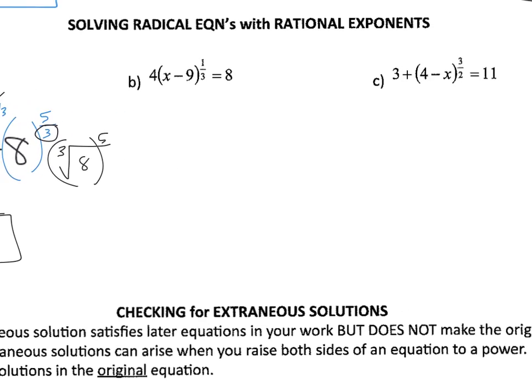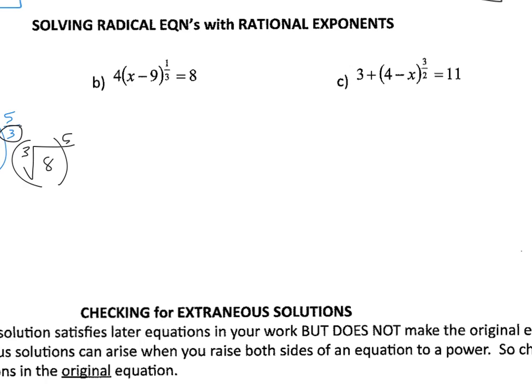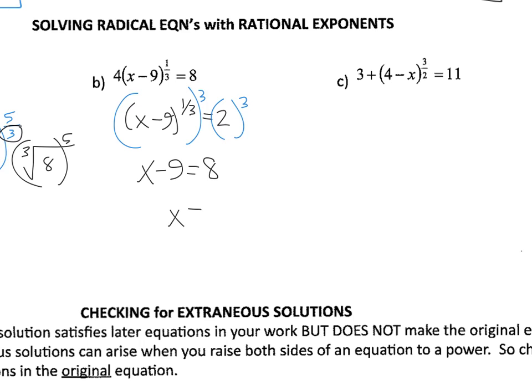And then letter B, I'm going to isolate by dividing by 4 to get 2. Now to get rid of the 1/3 power, you're going to exponentiate both sides to the power of 3. So the 1/3 and the 3 cancel out. These are multiplicative inverses. So you're going to have x minus 9 equals 2 cubed, which is 8. And then add 9, you get x equals 17.